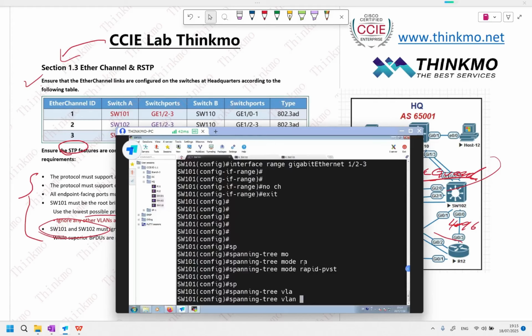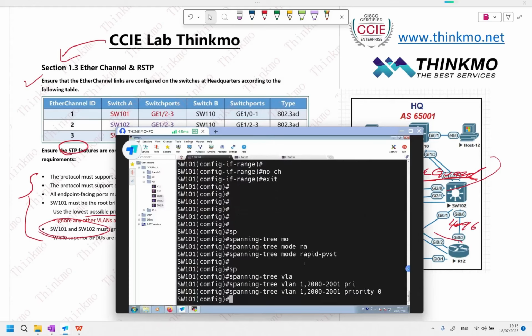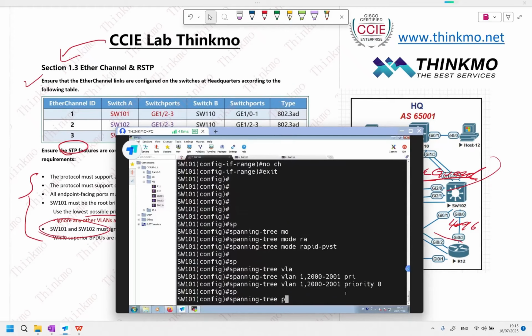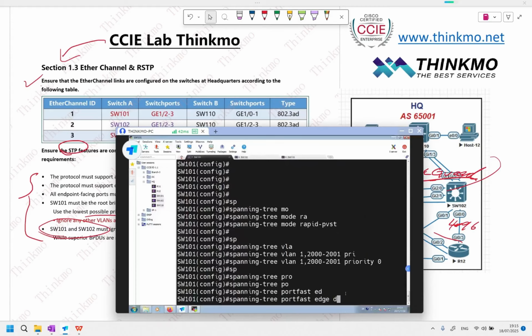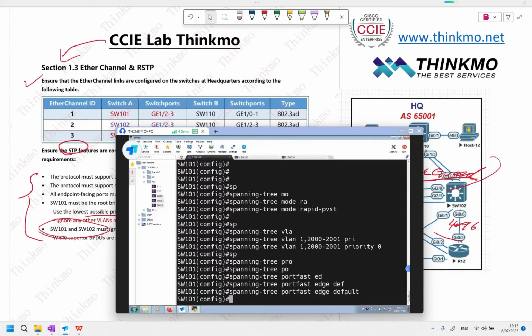Then for trunk ports, allow VLAN 1 and VLANs 2000 up to 2001. Then set its priority to 0 so that it becomes a root for both VLAN 1, the default VLAN, and also for the service VLANs 2000 and 2001. Root bridge, right? With the highest priority, it becomes the root bridge. Then configure edge ports and enable rapid port. That's it. Just these 3 commands and you're done.